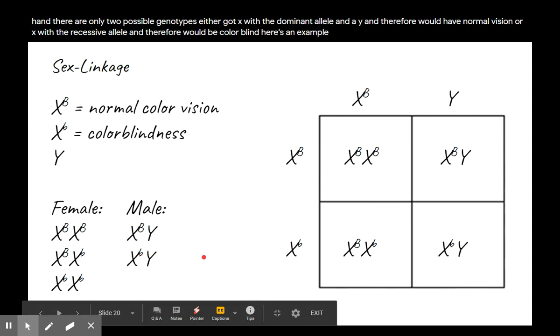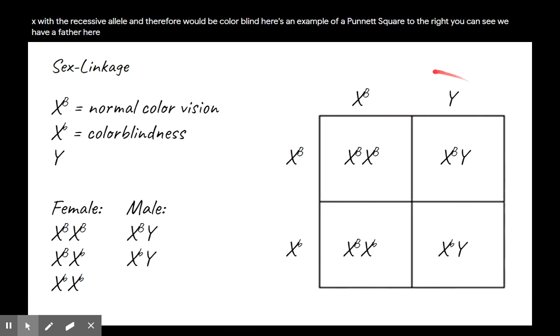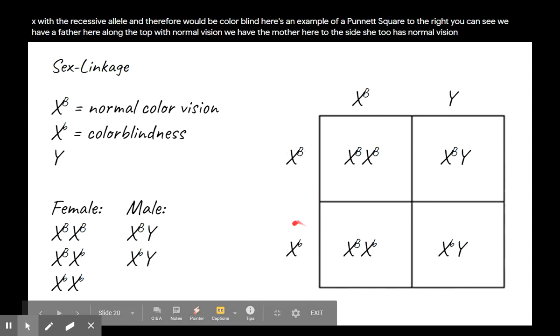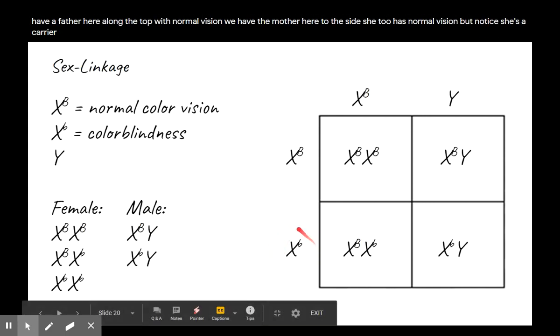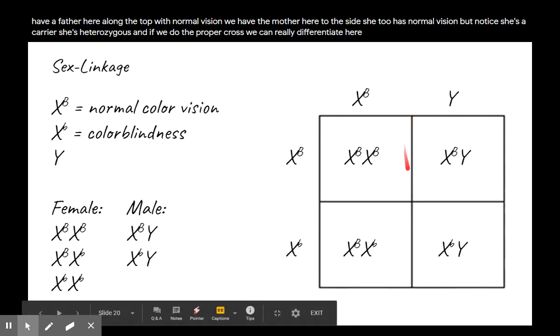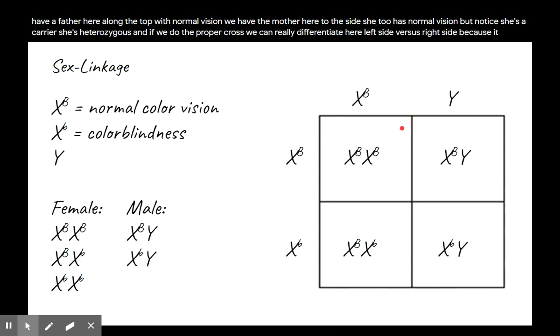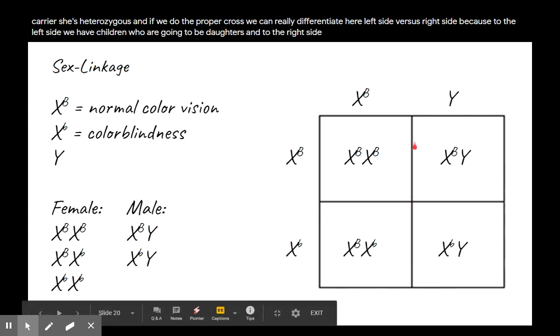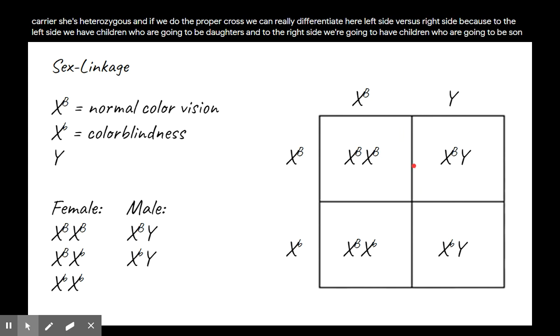Here's an example of a Punnett square to the right. You can see we have a father here along the top with normal vision. We have the mother here to the side. She too has normal vision, but notice she's a carrier. She's heterozygous. And if we do the proper cross, we can really differentiate here left side versus right side, because to the left side we have children who are going to be daughters, and to the right side we're going to have children who are going to be sons.